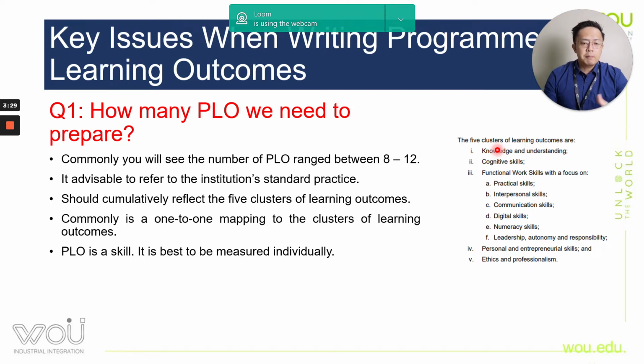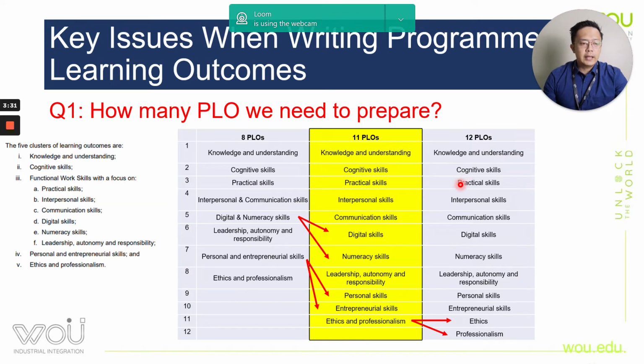Okay, so let's see the next slide. Here I've shown you the 3 different numbers of PLOs that we have. Those institutions practicing 8 PLO for all their programs break down the categories this way most of the time: knowledge and understanding, cognitive and practical skills, interpersonal skills, digital and numeracy skills, leadership, personal and entrepreneurial skills, and ethics and professionalism.